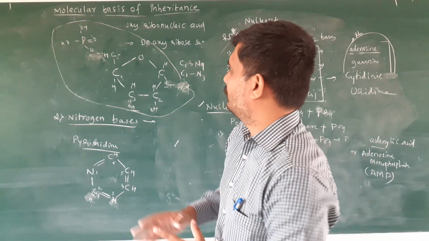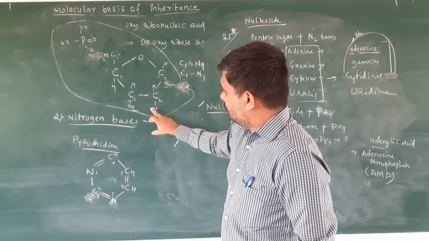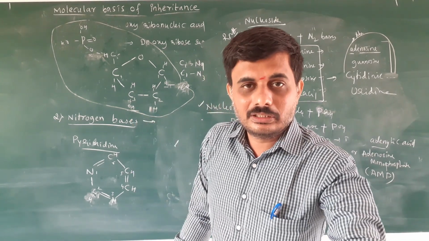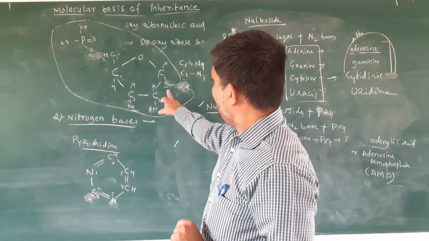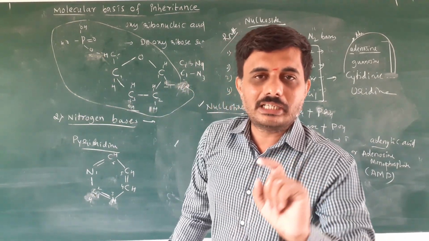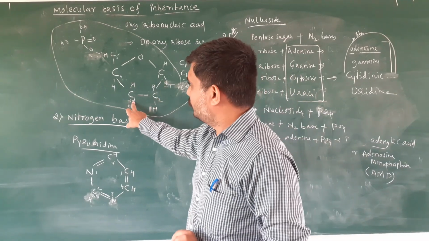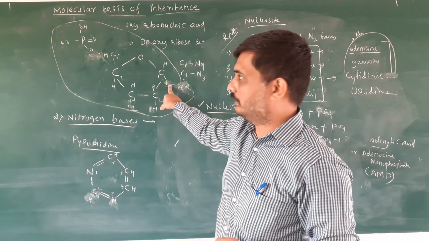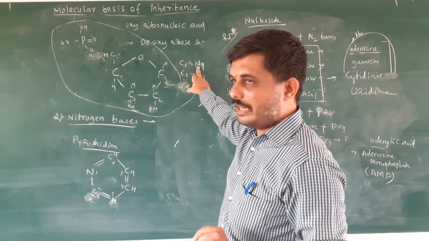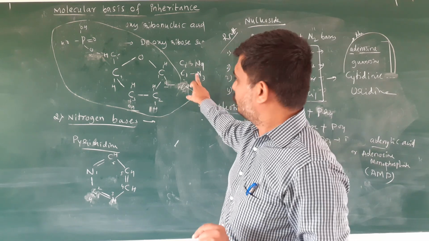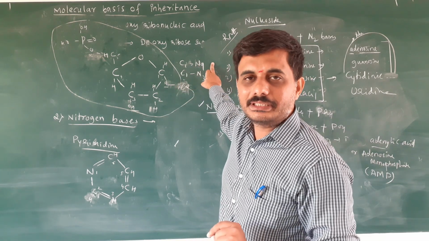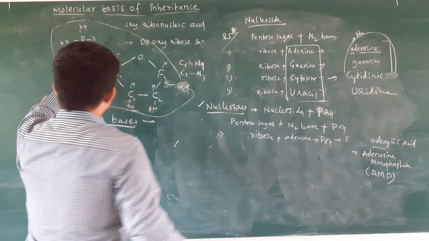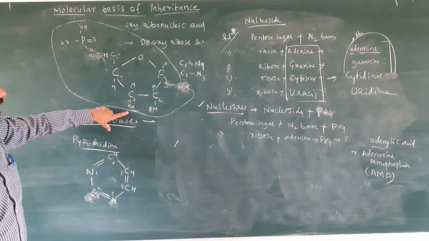Then we learnt about the attachment. The 2' OH group is absent in DNA. It has only three reactive oxygen positions: C1, C3 and C5. The nitrogen bases are always attached at the C1 position, purines at N9 and pyrimidines at N1. So it is called a C1-N9 glycosidic linkage, or C1-N1 glycosidic linkage.